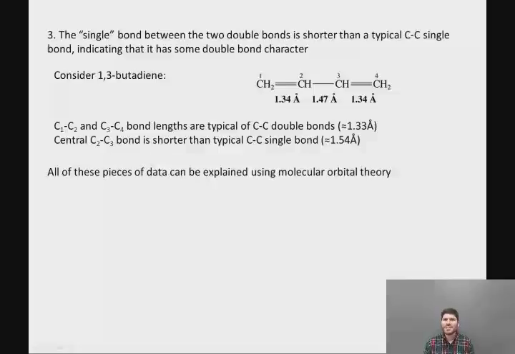All of these pieces of data can be explained using molecular orbital theory, and in the next lesson we will have a review of molecular orbital theory and a demonstration of how we're going to use molecular orbital theory to study conjugated dienes. Then in the lesson after that, we'll pull lessons 1 and 2 of this section together and talk about how you actually get UV-vis spectra of these sorts of molecules.